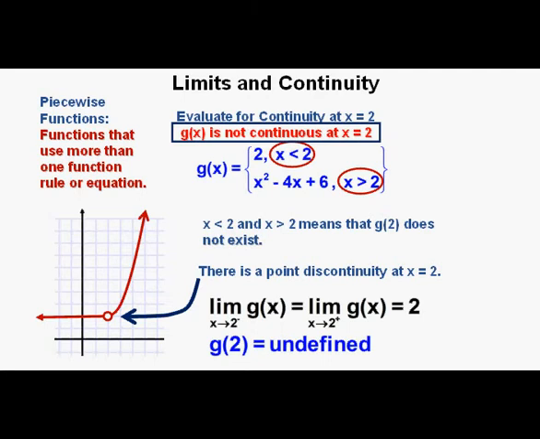So at the beginning, before graphing and otherwise evaluating, we could have noticed that g of 2 did not exist and therefore could not have been continuous where x equals 2. Let's look at one more piecewise function.